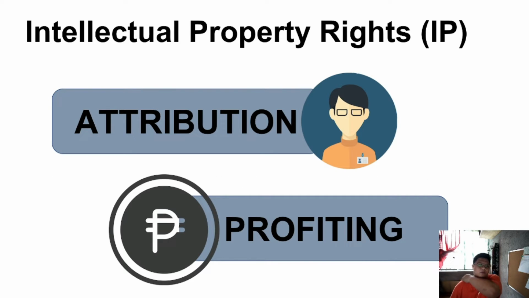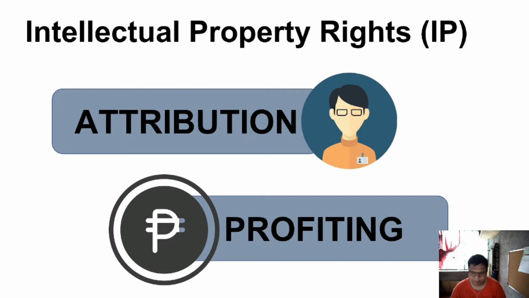Now, we have two aspects of intellectual property rights: attribution and profiting. What do we mean by these two? The first one is attribution. When we say attribution, the product of your mind should be attributed to you. Meaning, your name must be included or accompanied when this product is used for other purposes.